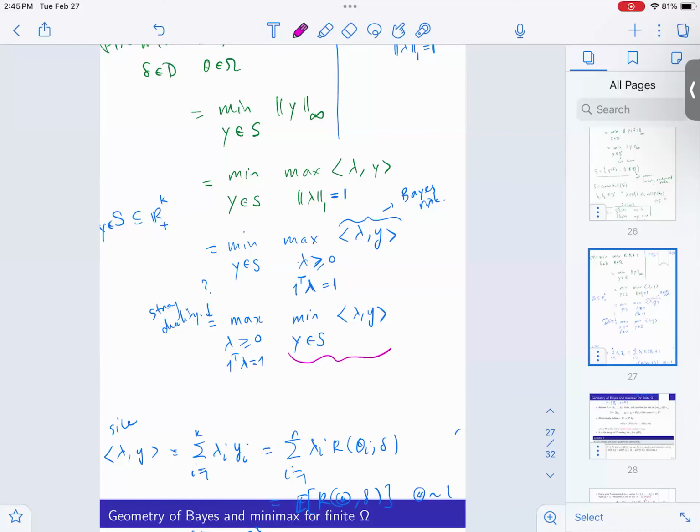So what is this? Okay. It's the Bayesian problem. So you're trying to find the decision rule that minimizes the Bayes risk. Okay, so the solution of this would be the risk of the Bayes rule. Okay, so this is the Bayesian problem.